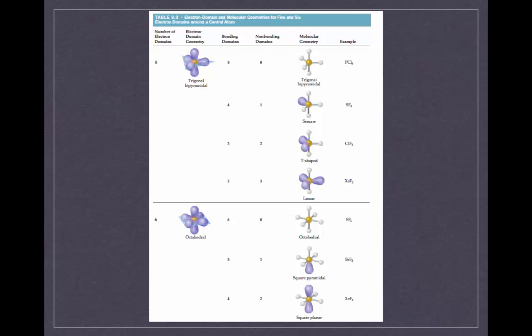Finally, if you have 6 electron domains, so if I have 6 bonding domains, so 6 atoms coming off, then I have the shape of octahedral. If I have 5 bonding domains and 1 non-bonding, then I have square pyramidal. And finally, if I have 4 atoms coming off of it and 2 lone pairs of electrons, then I have the shape of square planar.